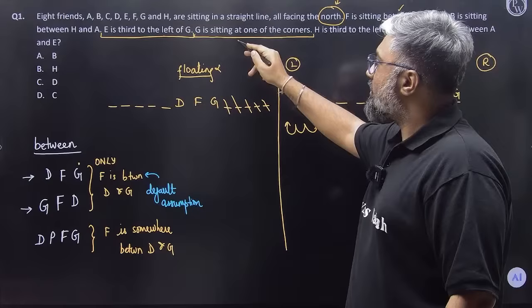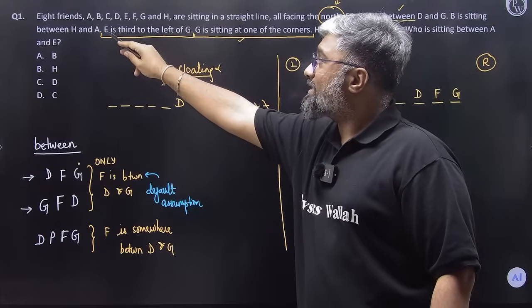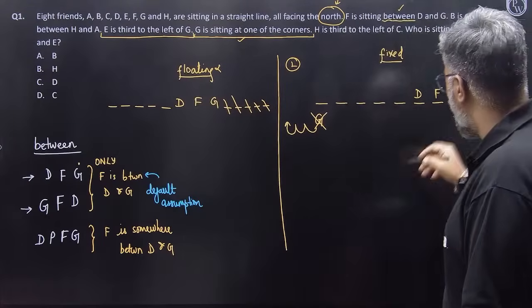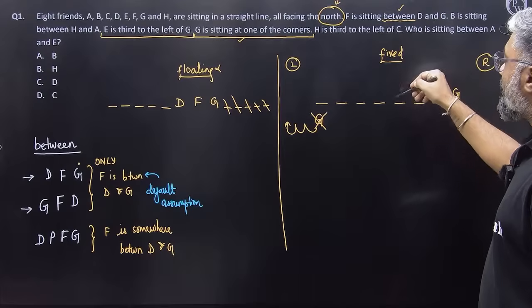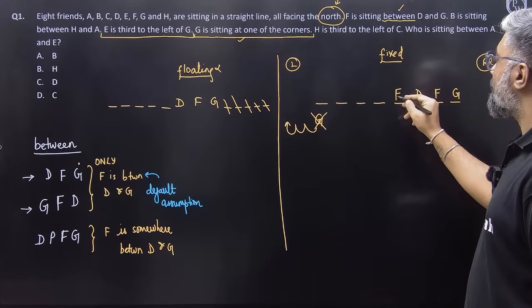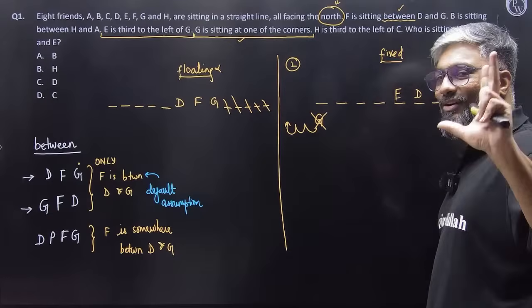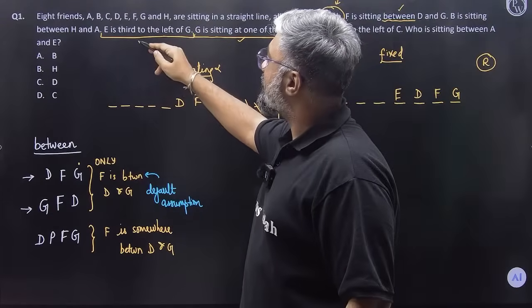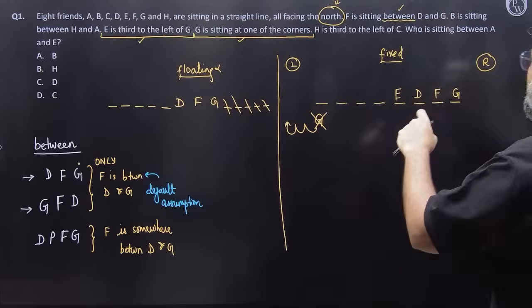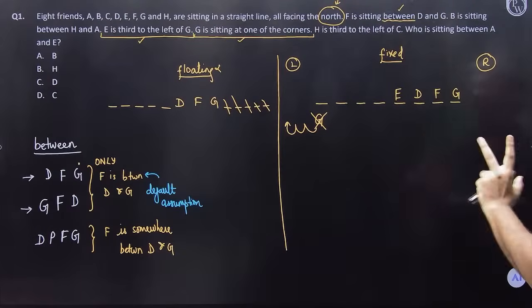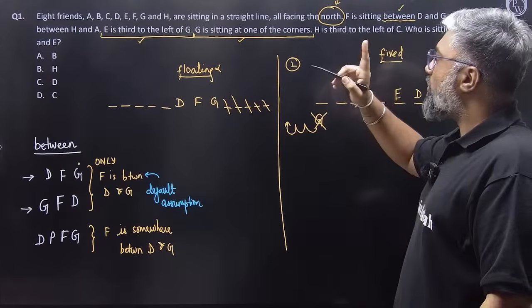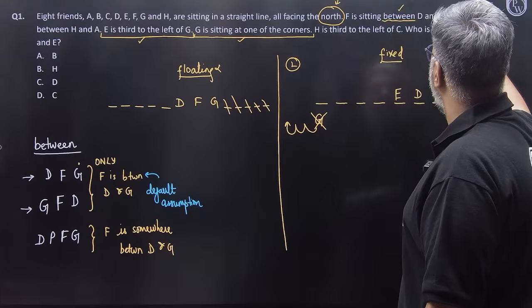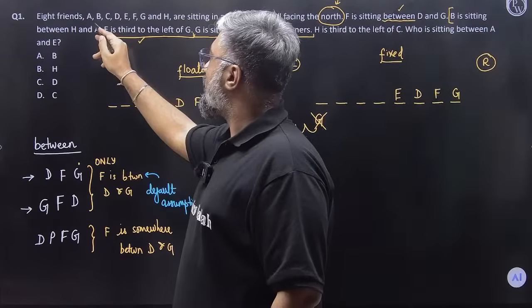We are done with this condition as well. And now I can place E also third to the left of G. First left, second left, third left, E would be here. Cool? Good to go? Yeah. Now, because we are done with this as well, and since I've placed E, D, F and G, now which conditions are left? I have one condition that says B is sitting between H and A.